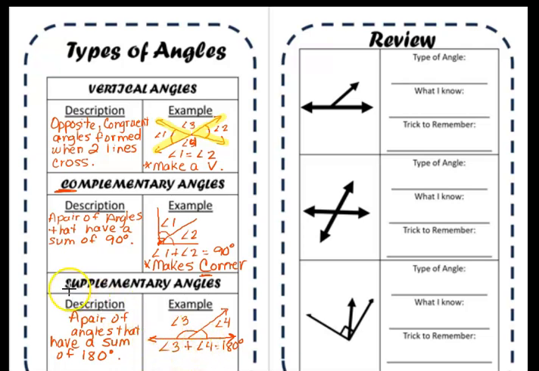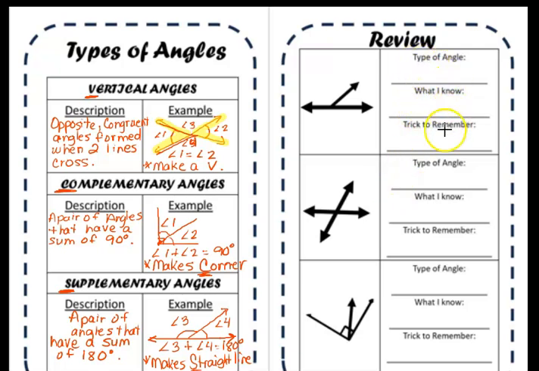And the way we remember supplementary angles, the one that starts with an S, is that it makes a straight line. So S, straight line, supplementary. Corner, complementary. Vertical makes a V. Okay? So that's how you can keep them straight, which ones are which.